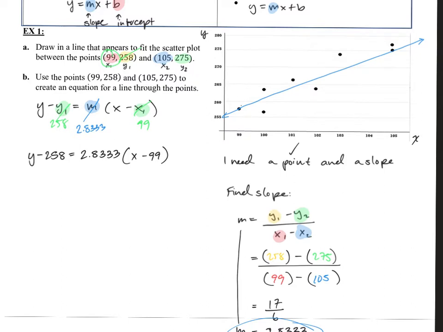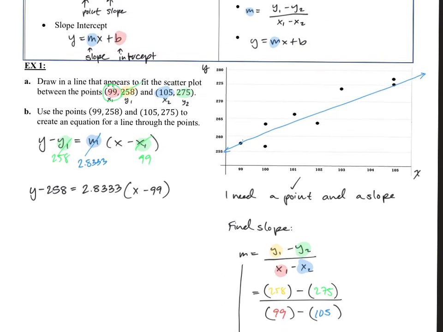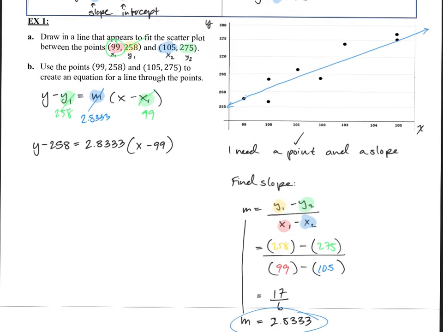Now, I didn't say it in this problem, but most of the time you want to rewrite the equation of your line in slope-intercept form. So let's go ahead and do that. Well, in slope-intercept form, we solve for y by itself right there. So I'll add the 258 to both sides. And then I have y equals 2.8333 times x minus 99 plus 258. Almost there. Let's go ahead and do the distribution.